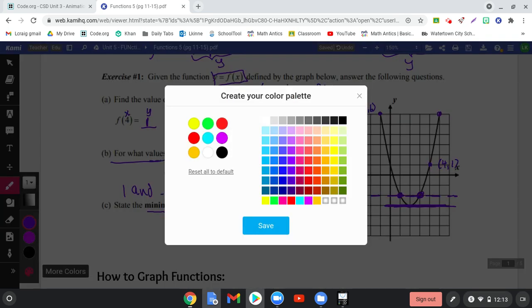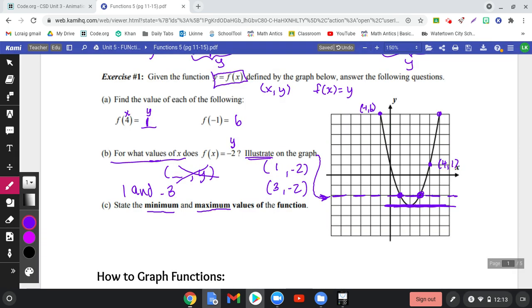Oh, are we going to work or what? Oh, whatever. There we go.